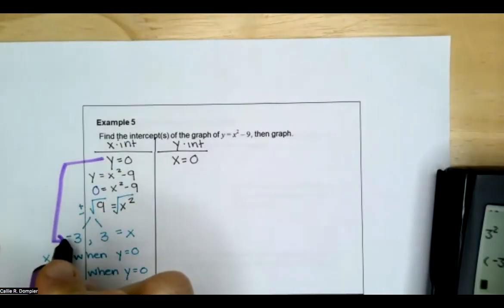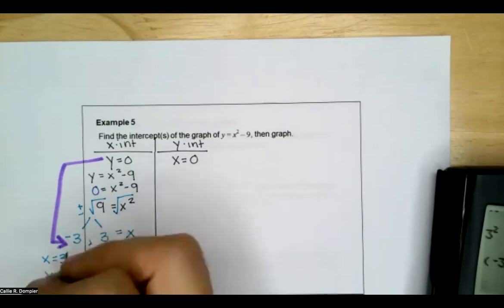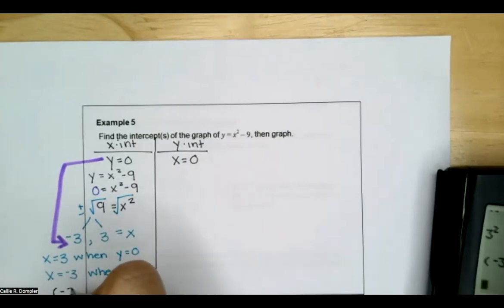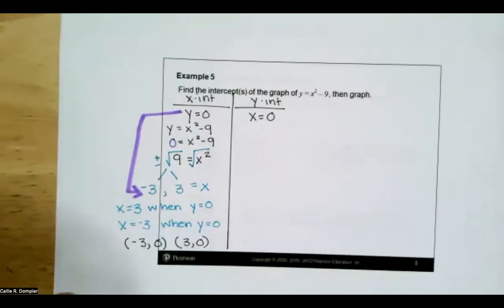When y is 0, x is negative 3 and 3. Good, and those are my x-intercepts. When you think about where those points are, it'll become clear whether they're your x-intercept or your y-intercept.